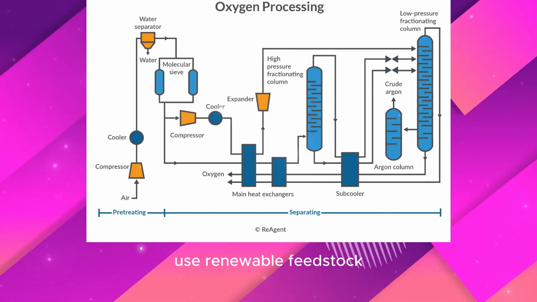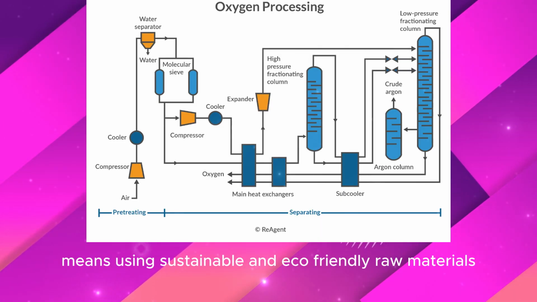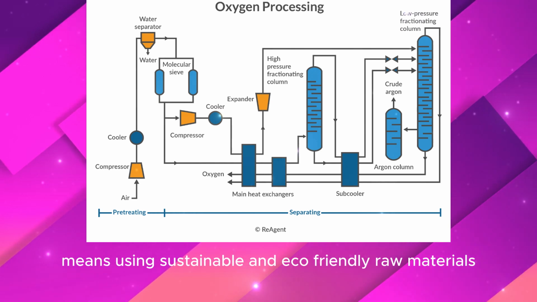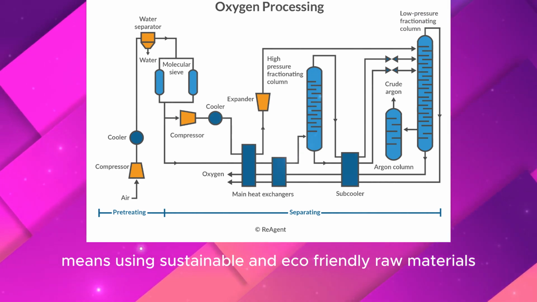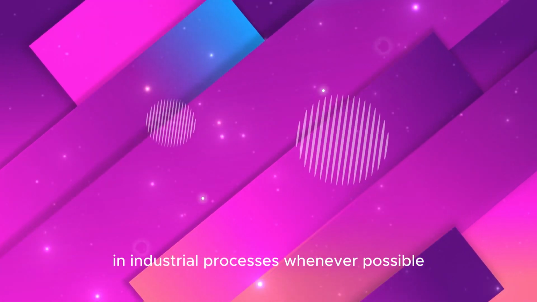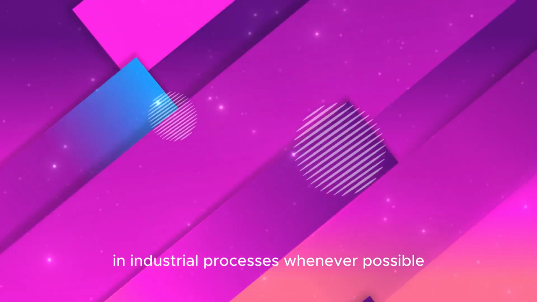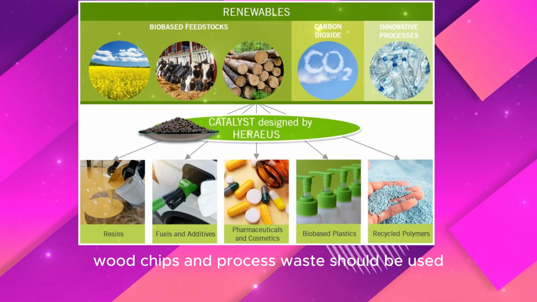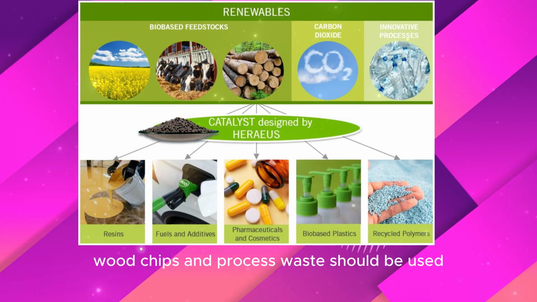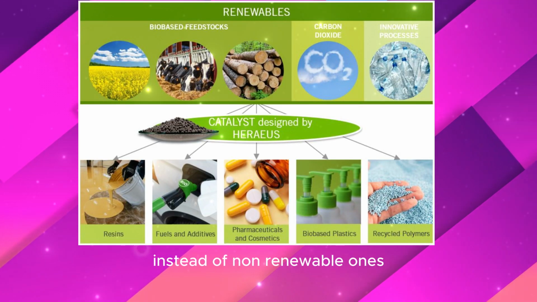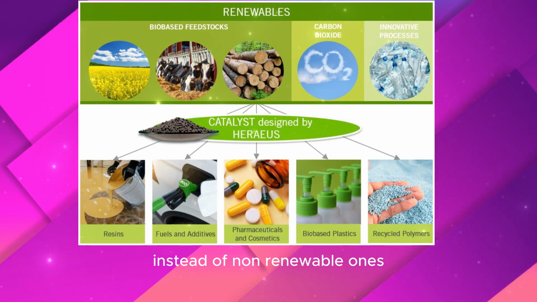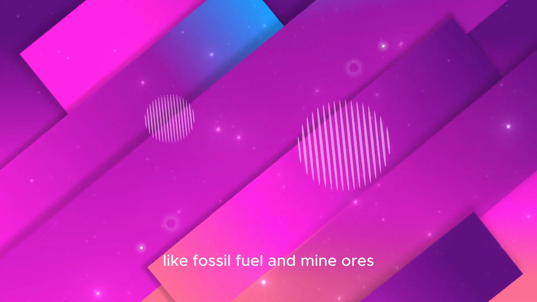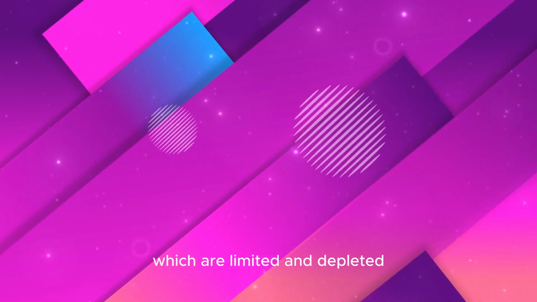Use renewable feedstock means using sustainable and eco-friendly raw materials in industrial processes. Whenever possible, renewable resources like crops, wood chips, and processed waste should be used instead of non-renewable ones like fossil fuel and mined ores, which are limited and depleted.